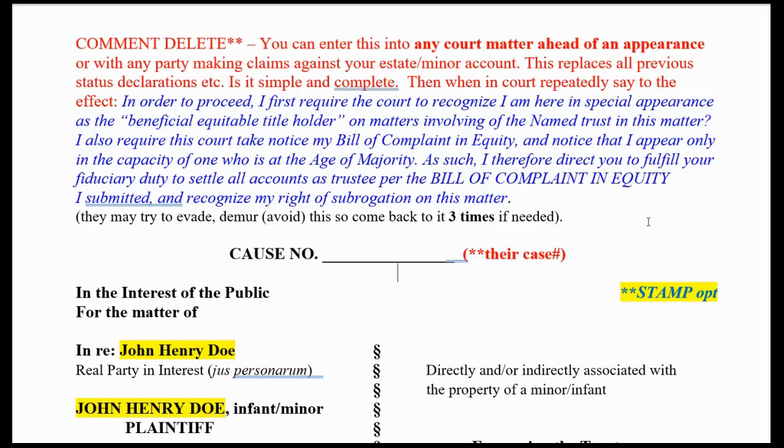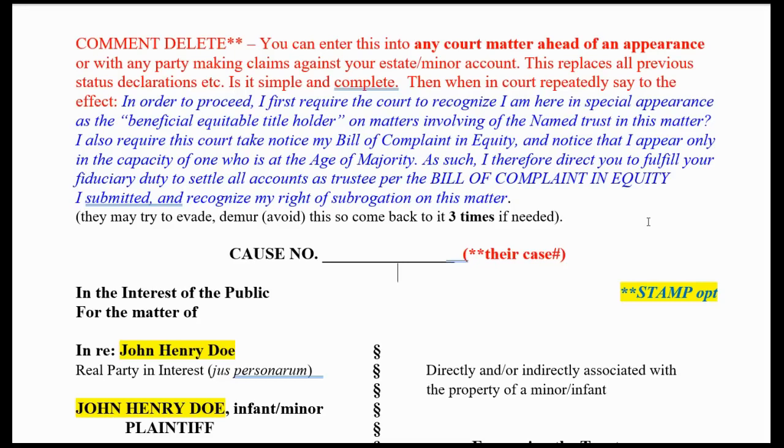As such, I therefore direct you to fulfill your fiduciary duty to settle all accounts as trustee per the bill of complaint in equity I submitted, and recognize my right of subrogation in this matter. You recognize your right to come in and claim the position and switch roles. Now, if they try to stop you, you just say, well, I do not consent to proceed. Let me repeat myself. And you go right back to the beginning and say this 3 times if you have to. They will try to get you off track. They'll ignore you. They'll laugh. They'll do everything they can to not address this issue because this is a hot potato.